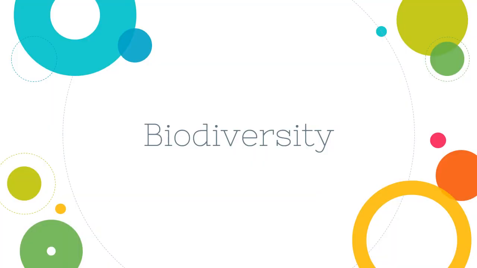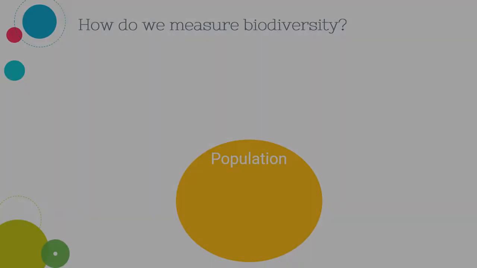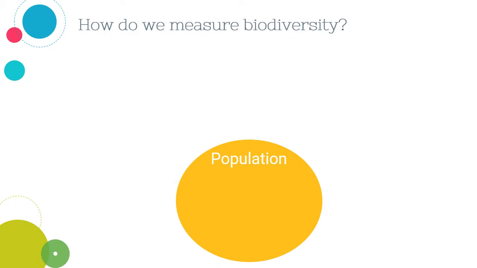This is the third video on biodiversity. So we're looking at how we measure biodiversity. We've just looked at community and how we measure the biodiversity within these interacting populations of organisms. So now we're going to look at individual populations and how would we measure biodiversity there?